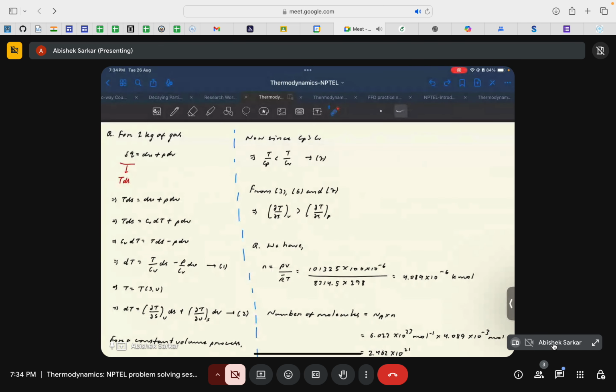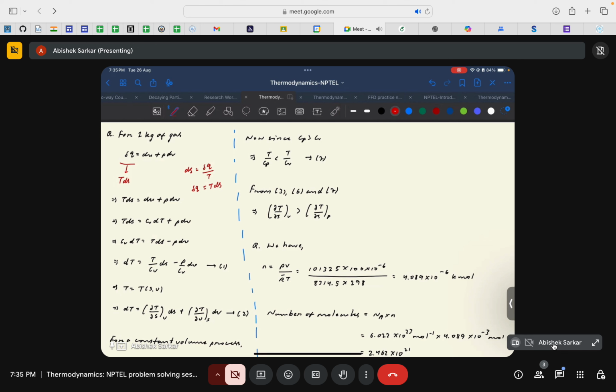So for 1 kg of gas, the first law of thermodynamics for a thermodynamic process is given by dq is equal to du plus pdv. Now, the way entropy is quantified, for a reversible process, the change in entropy ds is equal to del q by T, or del q becomes equal to Tds. This is how entropy is quantified for a reversible process.